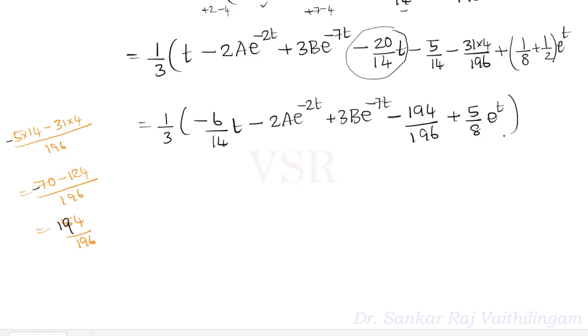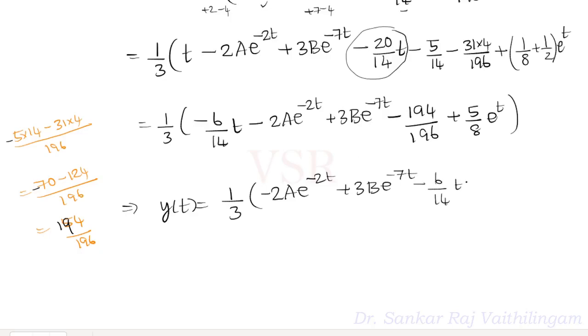Okay, so this is my y of t. Hence y of t is equal to this. Write it down separately. Okay, so 1/3 into minus 2a e to the power minus 2t plus 3b e to the power minus 7t, minus 6/14t minus 5 plus 5/8 e to the power t minus 194 divided by 196. So this is my y of t.